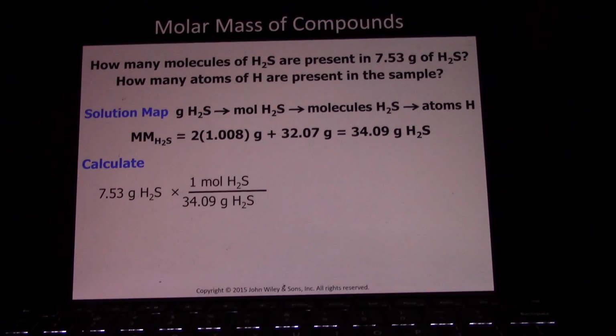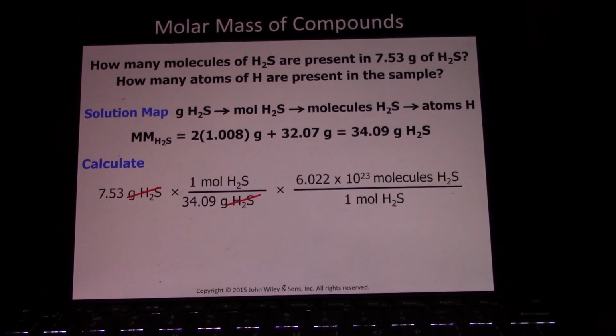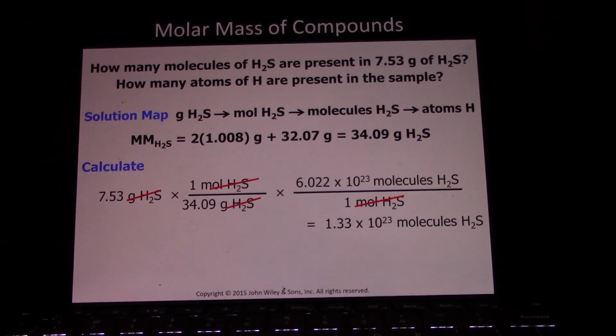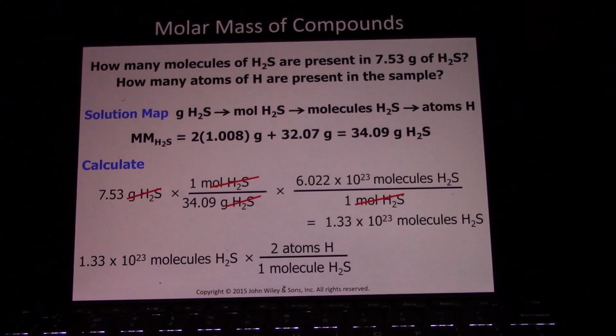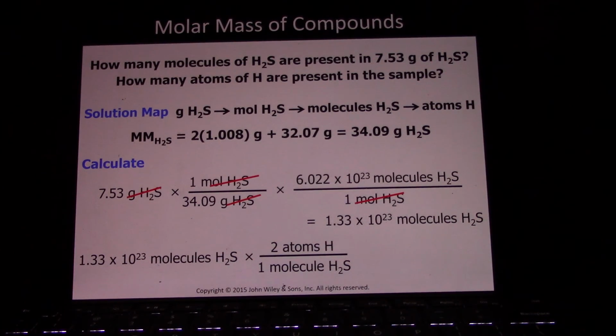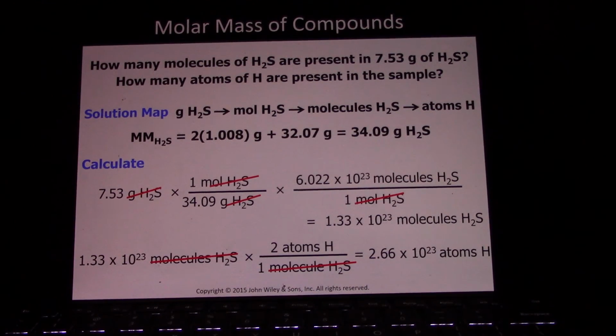And now I convert grams of hydrogen sulfide into moles, and then moles into molecules, and I get my first answer. But then they ask how many atoms of hydrogen are present. And there are 2 atoms of hydrogen in every molecule of H2S. So one more step, multiplying our molecules by 2, because there are 2 atoms of hydrogen in every hydrogen sulfide. And I get 2.66 times 10 to the 23rd atoms. Just like if you have 4 motorcycles, you have 8 tires, because each motorcycle has 2 tires.